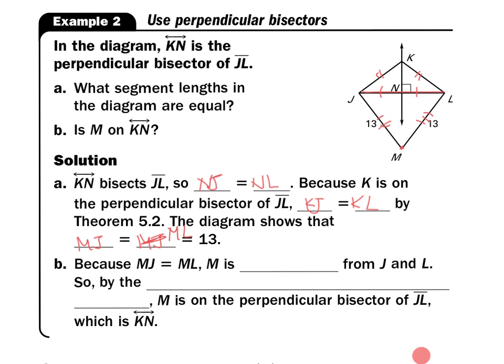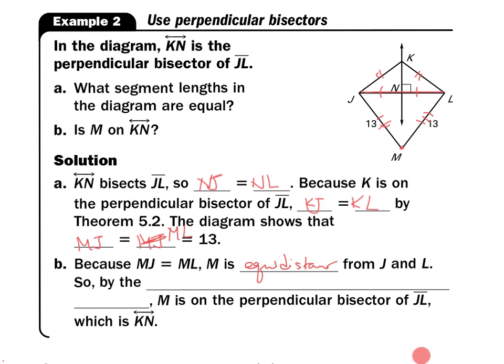Okay. So now for B, because MJ equals ML, M is equidistant from J and L. And if you write here, M is of equal distance to J and L, that's totally acceptable. Equidistant obviously sounds a little bit more snobby, because that's what mathematicians use. But if you write equal distance, explain the meaning of it, I will certainly accept it as a correct answer.